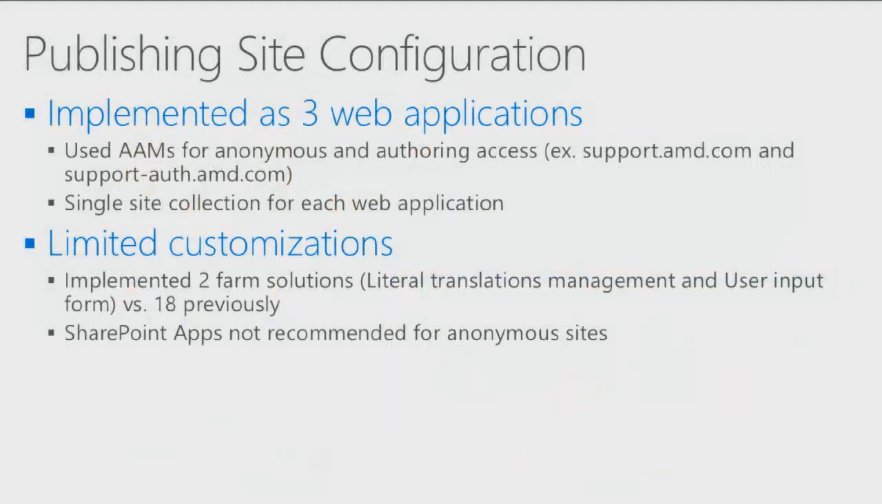And our production farm consists of 3 web applications. And we do use alternate access mappings to enable anonymous and authoring. We do have a single site collection for each web app. This worked out well. We did this both in 2007 and 2013.